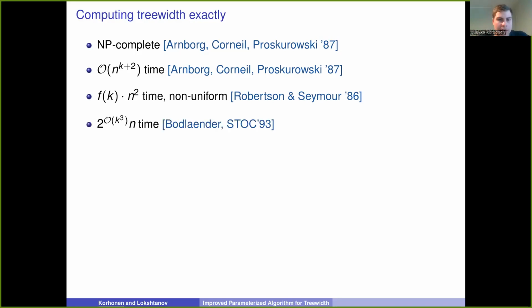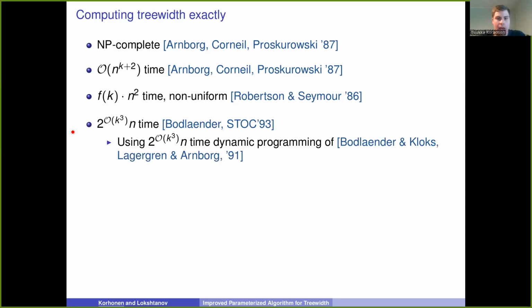At the time of this result, they didn't know how to even construct this algorithm. But anyway, this was improved, which culminated in Bodlaender's algorithm, given exactly 30 years ago at STOC 93, that computes treewidth exactly and the corresponding tree decomposition in time 2^O(k^3) times n.